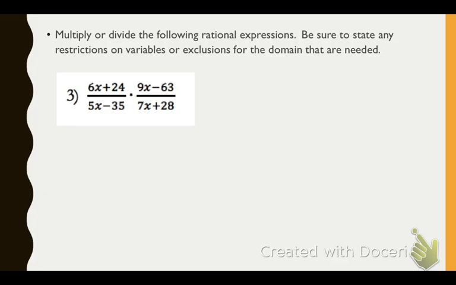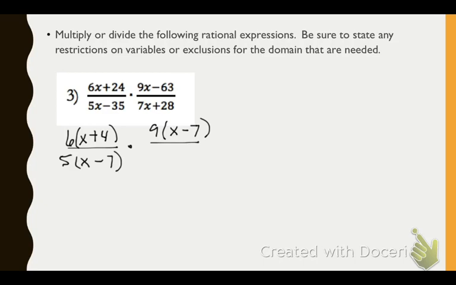So first we're going to factor each numerator and denominator if we can. Our first numerator on the left, we have a greatest common factor of 6. And our denominator, we have a greatest common factor of 5. Second numerator, we can factor out a 9, and the denominator we can factor out a 7. Now we can divide out any numerator with any denominator. So my x plus 4s will divide out, my x minus 7s will divide out, and then I'm going to multiply straight across.